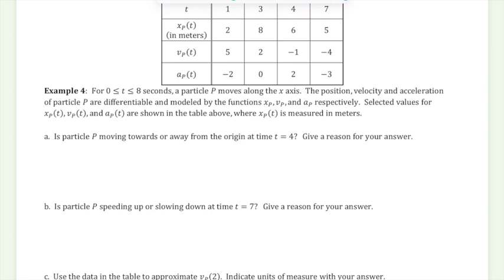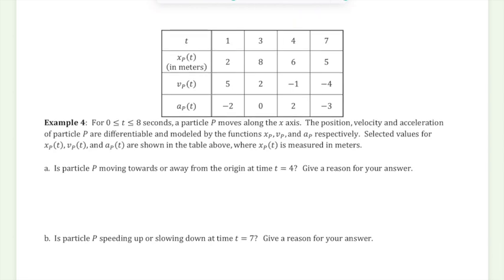Example 4. For t equals 0 to 8 seconds, a particle moves along the x-axis. The position, velocity, and acceleration are differentiable and modeled by the functions x, v, and a respectively. The selected values are shown in the table below, measured in units. So differentiable just means that we could take the derivative. There's no discontinuities anywhere. So question A says, is the particle moving away or towards the origin at time equals 4? Give a reason for your answer.